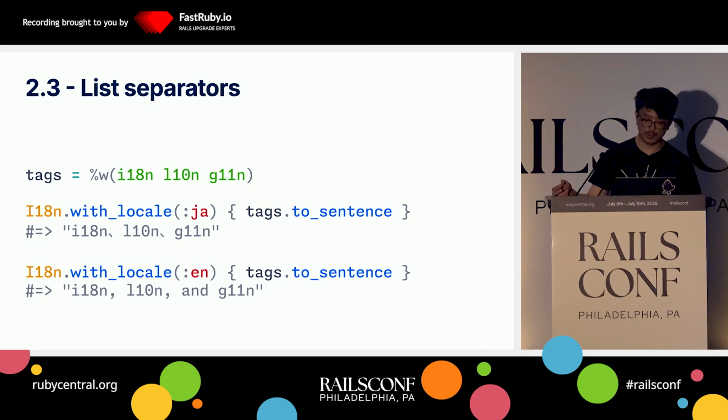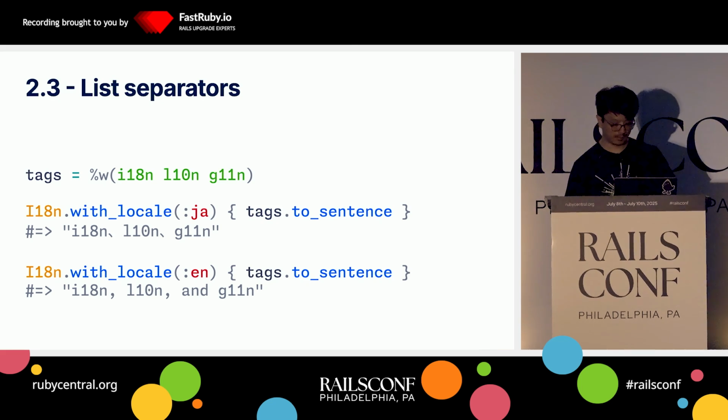And this is just an example showing toSentence in action. So we can see just by changing the locale, toSentence will look up the correct punctuation marks and connectors to join the array together. So we can see in Japanese here, Japanese actually doesn't use a connector word at the end. It just uses punctuation all throughout. Whereas we can see in English, we get the commas, and then we get a special connector word for the last item.